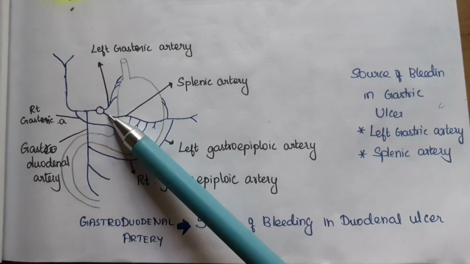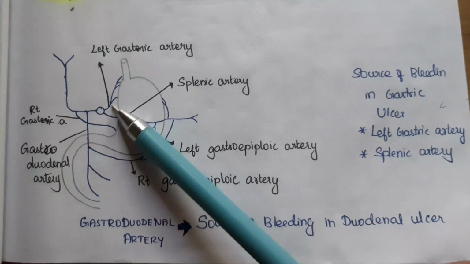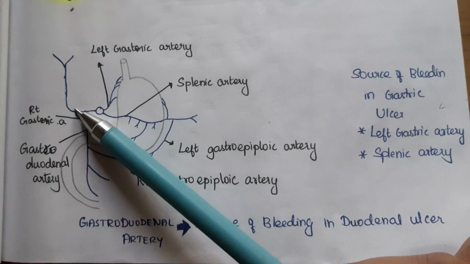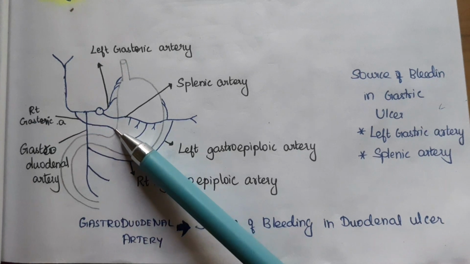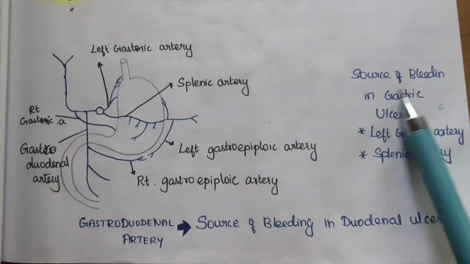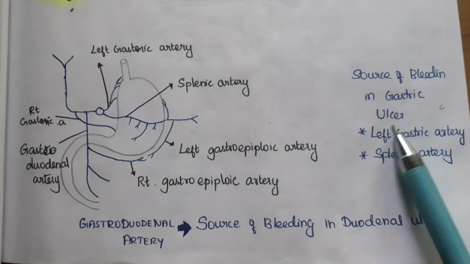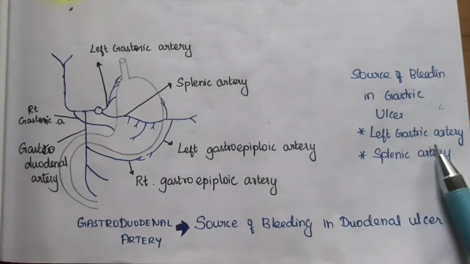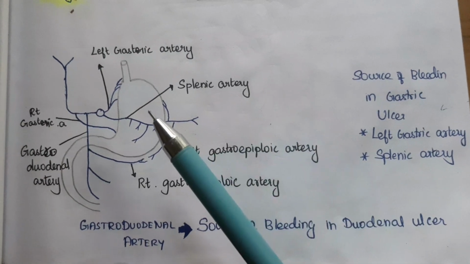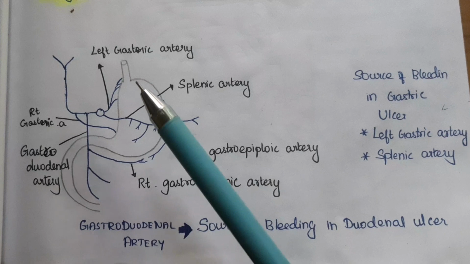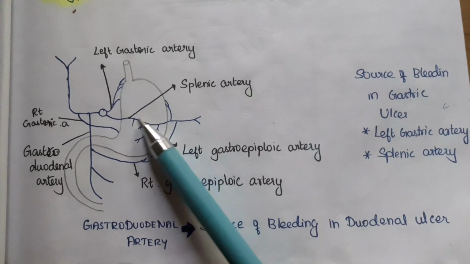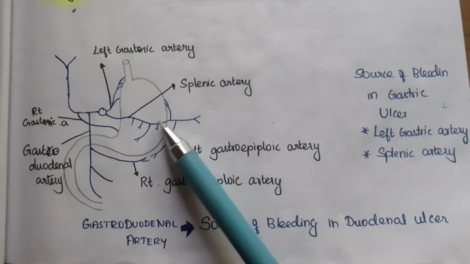And now this is the celiac trunk, this is the left gastric artery, and this one is the gastroduodenal artery. Here this is the right gastric artery, and this one is the splenic artery. So the most common source of bleeding in gastric ulcer is the left gastric artery and splenic artery. Here this is the gastric artery, that is the left gastric artery, and here this one is the splenic artery.